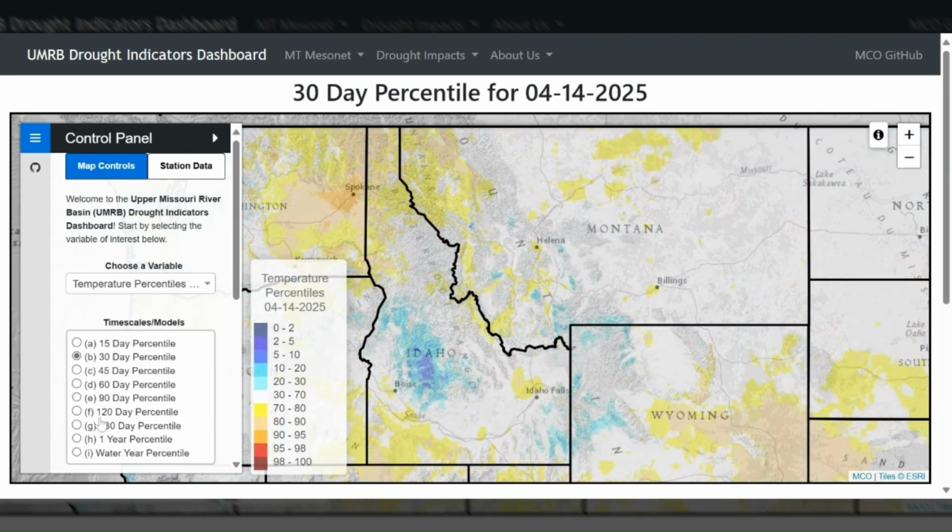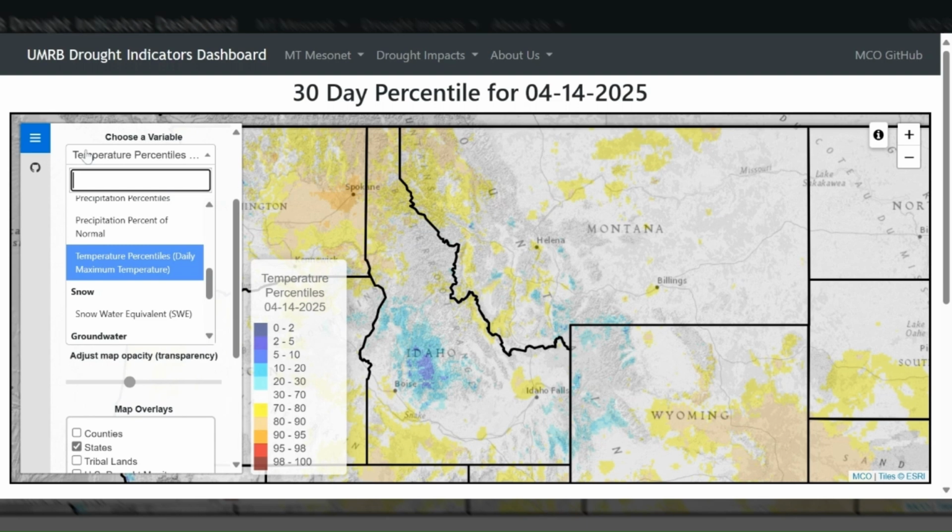Temperature percentiles, or daily maximum temp, compares daily maximum temperatures to the historical reference period. Temperature percentiles are useful for assessing temperature extremes and their potential impacts on ecosystems. For example, the higher the percentile, or the more red an area is, the warmer it's been compared to the historical average. The lower, the cooler it has been.